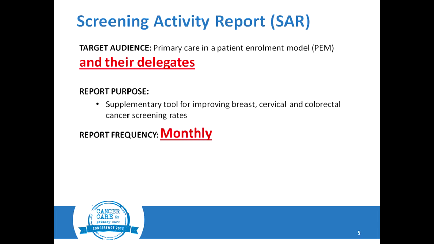The report purpose is it's a supplementary tool for improving breast, cervical, and colorectal cancer screening rates. And what's new is that it used to be every 6 months, and it's now monthly. And you'll get an email if you are registered with One ID saying the updates are ready. I believe it's around the 10th of the month, so that you know the new data is there. And hopefully, as we do these updates quicker and quicker, that's going to match more with what you see in your EMR.